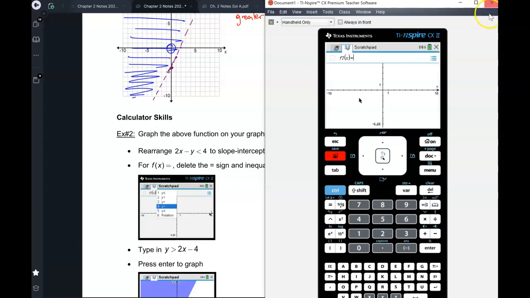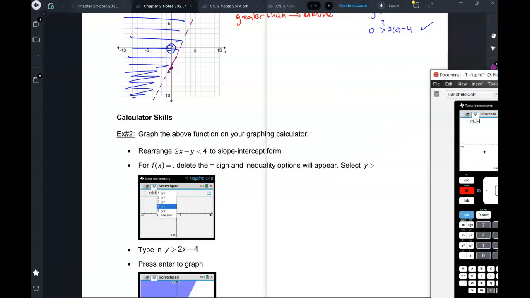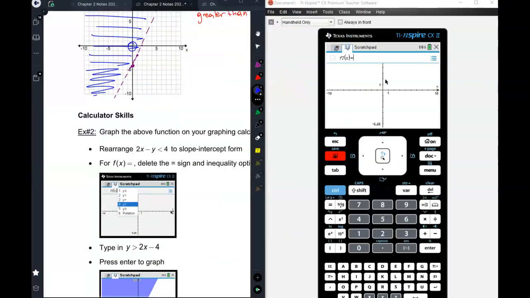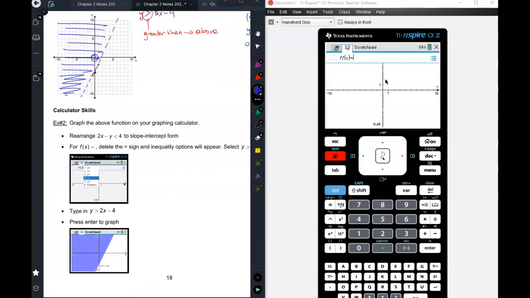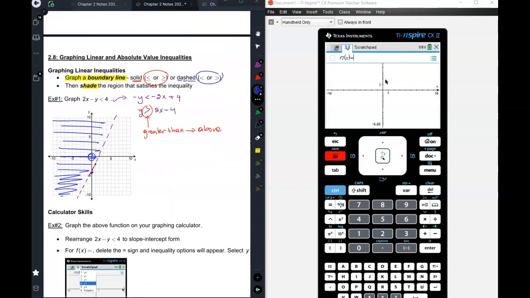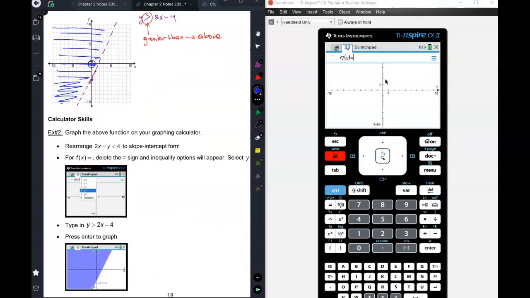To do this, first we're going to rearrange in slope-intercept form. So this is the exact same thing here. It's going to be y is greater than 2x minus 4. Now, raise your hand if you already have something graphed here. If you already have something graphed here, there are several things you can do.